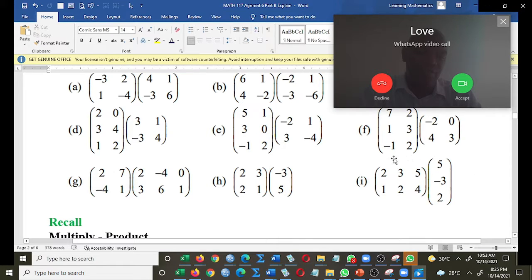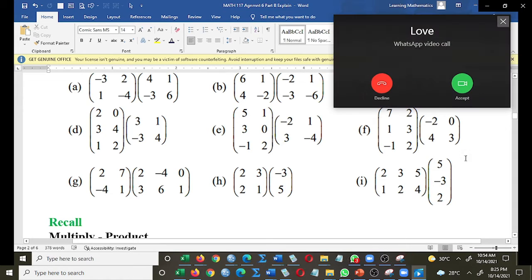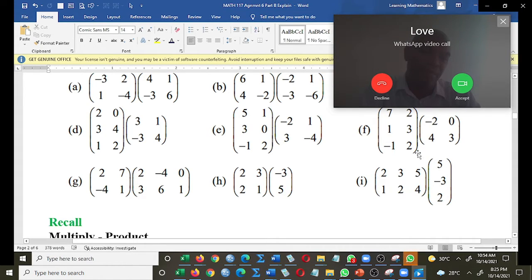Or the result, it will not be a 3 by 3. It will be a 2 by 1. The product here will be a 2 by 1. Why am I saying the product will be a 2 by 1? Because you have 2 rows and 1 column. Exactly. I don't work it out, I just work it.